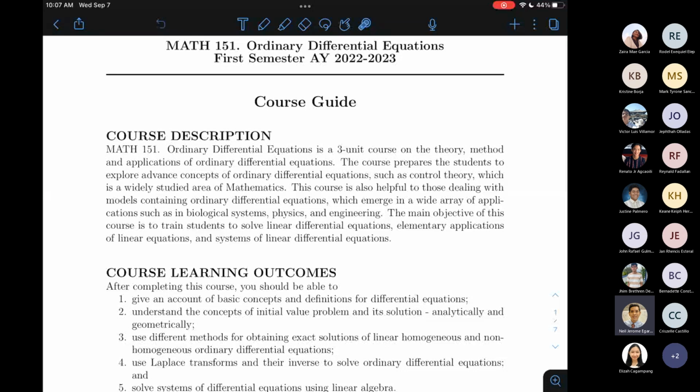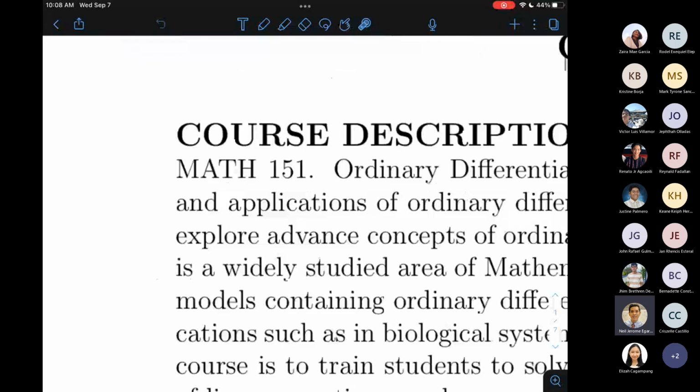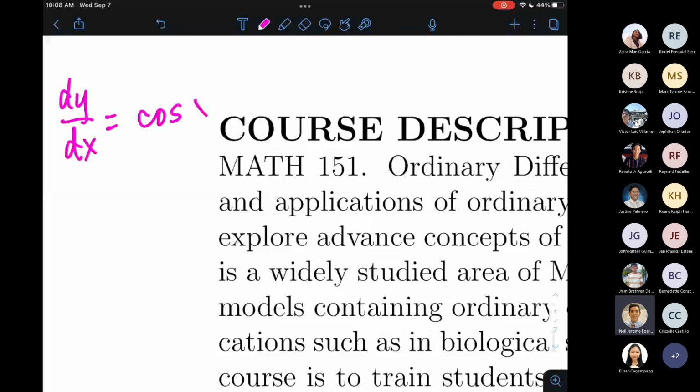Pero again, welcome to 151, Ordinary Differential Equation. You see here the course description. So basically, sa buong course, titingin tayo sa mga ordinary differential equations. Ano nga bang ODEs? Sila yung mga equations na may derivative sa kanila. For instance, a very quick example is dy over dx equals cosine x. Of course, hindi ganyan kasimple yung mga isosolve natin all throughout the semester because tatandaan niyo ba kung anong tawag sa ganitong differential equations? I think you encountered it in math 36 or 37.